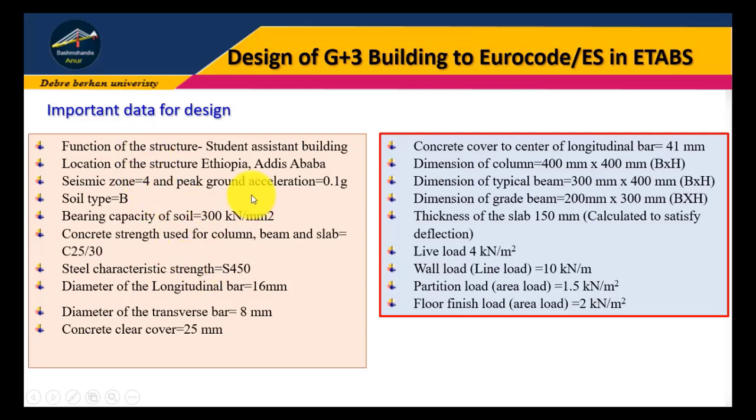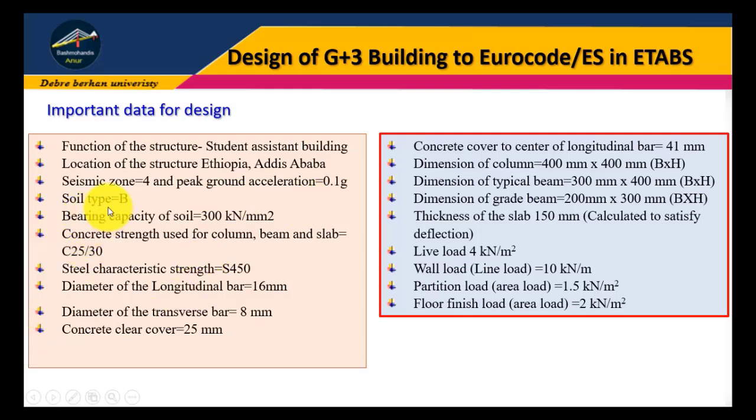Location of the structure is in Ethiopia. Ethiopia መሆኑ ሎኬሽኑ ምንድነው ጠቅመው ወይም ደግሞ what is the importance of knowing the location of the structure? This classification is important because we can easily understand in which zone the structure is found. Okay, therefore, seismic zone ካወቅን simply we can take the peak ground acceleration. Okay, in our case, the structure is located in seismic zone. Therefore, for seismic zone in Ethiopian building code standard, peak ground acceleration is 0.1 g.